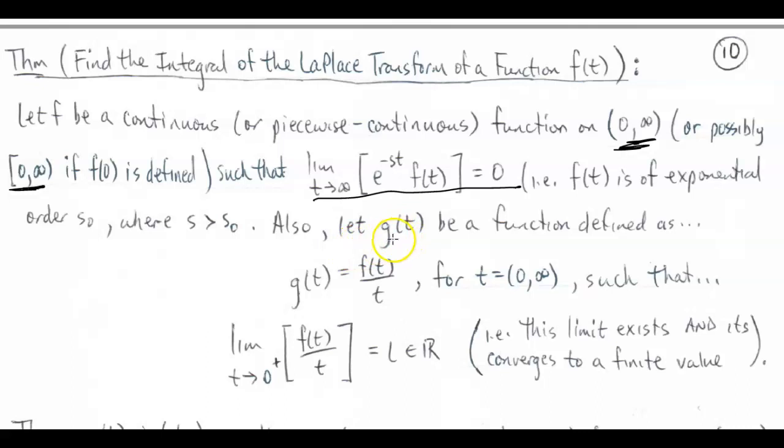Then we also want to note that if we take some function g of t and we define it as another function f divided by t, that's defined for this interval here. And of course, it would have to be this because t is in the denominator. So if we plug in 0 for t, g of t won't be defined for that. We would also have to meet the condition here on the behavior of the function g of t, which is the same as f of t divided by t, as t approaches 0 from the right.